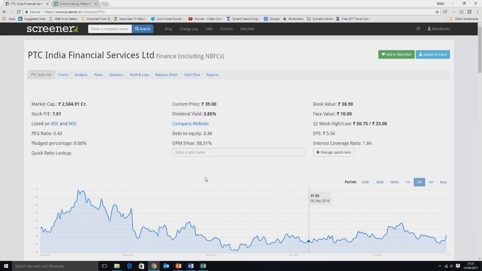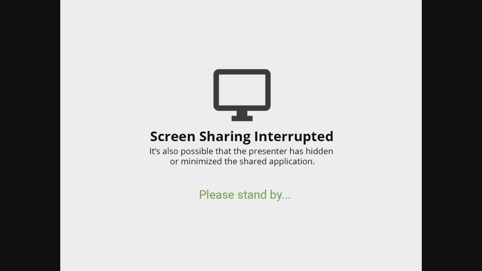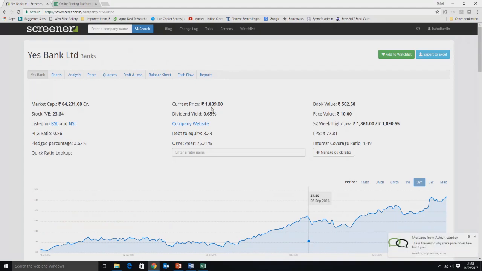Here we just need to accept or reject any company within 10 minutes, right? We don't have to invest 10 minutes for one particular company, right? So that should be our approach. Amarjit asked for Yes Bank, so let's see Yes Bank. Book value and the current price.